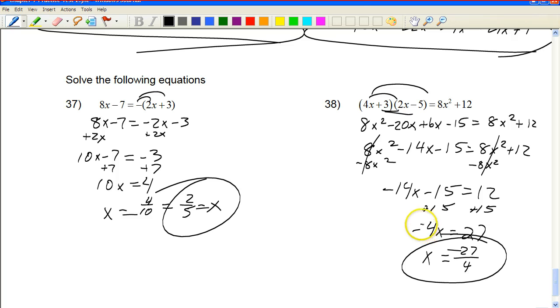Alright, guys, I made a quick mistake. I need to put a 1 there because I forgot to carry it down. Not a major deal. So that's your solution.